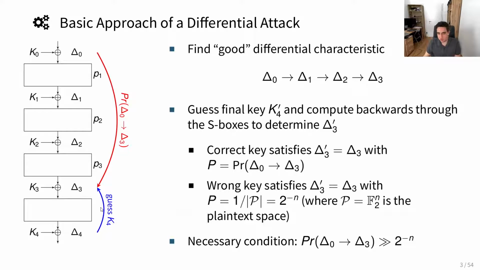But if the key is not correct, then usually it holds with the very generic probability of 2 to the minus n, where n is the block size in bits. So this is still very basic, and it's quite evident from this description that for the attack to work, we need that this probability, such that an input difference delta 0 maps to an output difference delta 3, needs to be higher than 2 to the power of minus n. In the best case, it's much higher, so we can make the attack efficient.